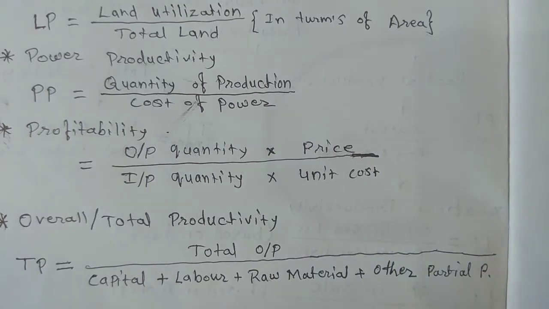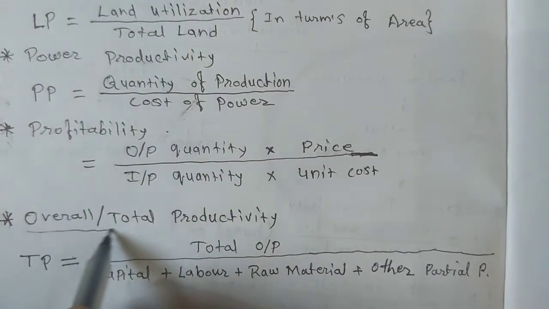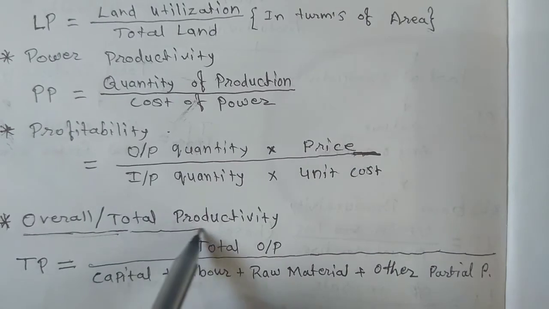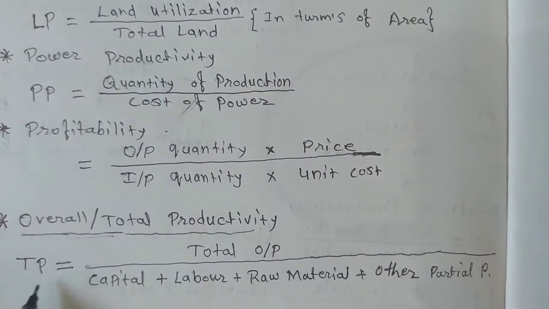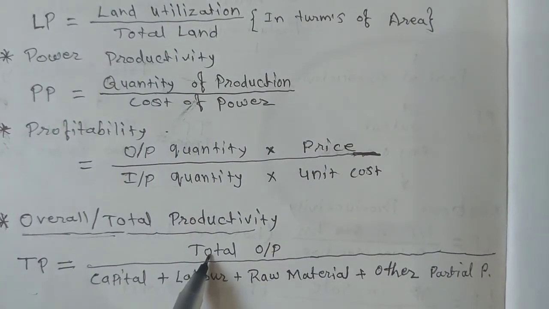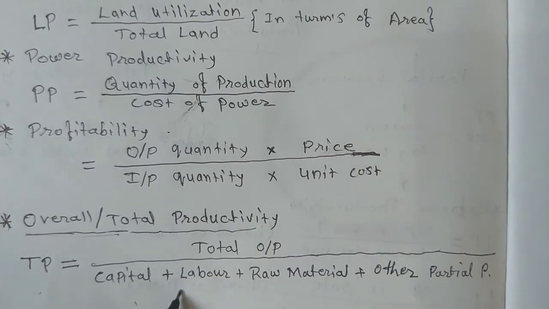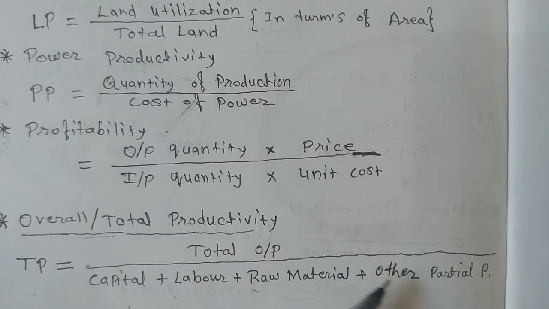Now we are interested in calculating the overall productivity. It is the ratio of total output divided by capital plus labor plus raw material plus other partial productivity inputs. So these are the formulas to calculate or measure the productivity of any plant.